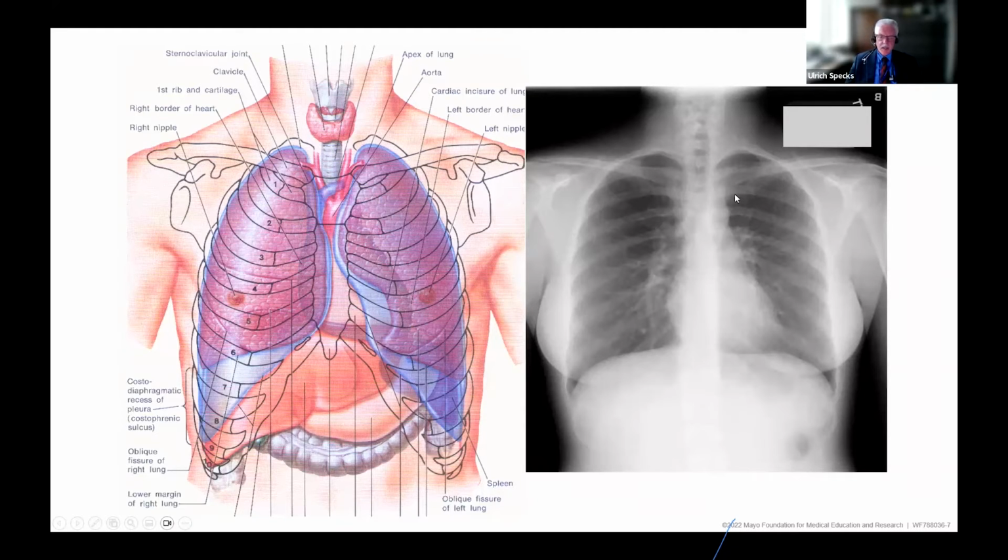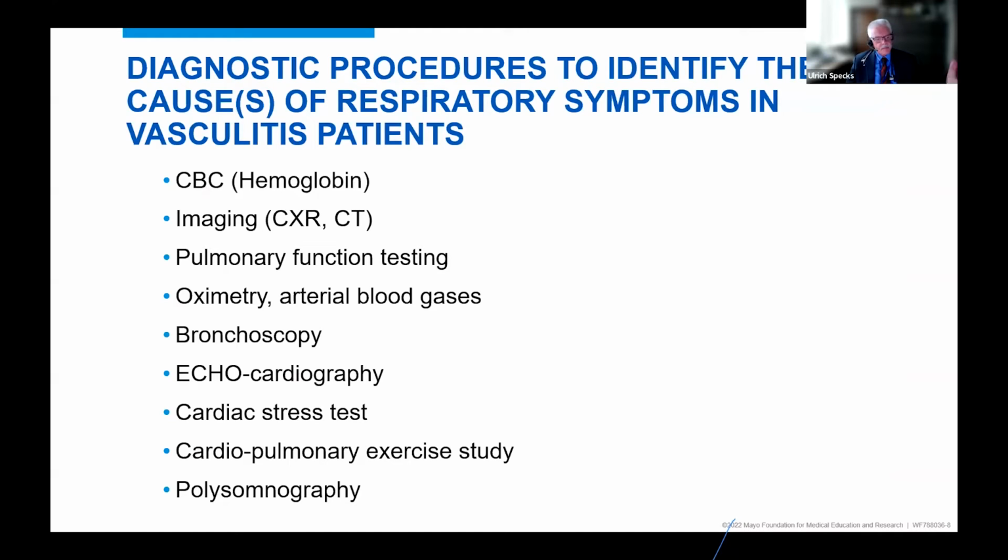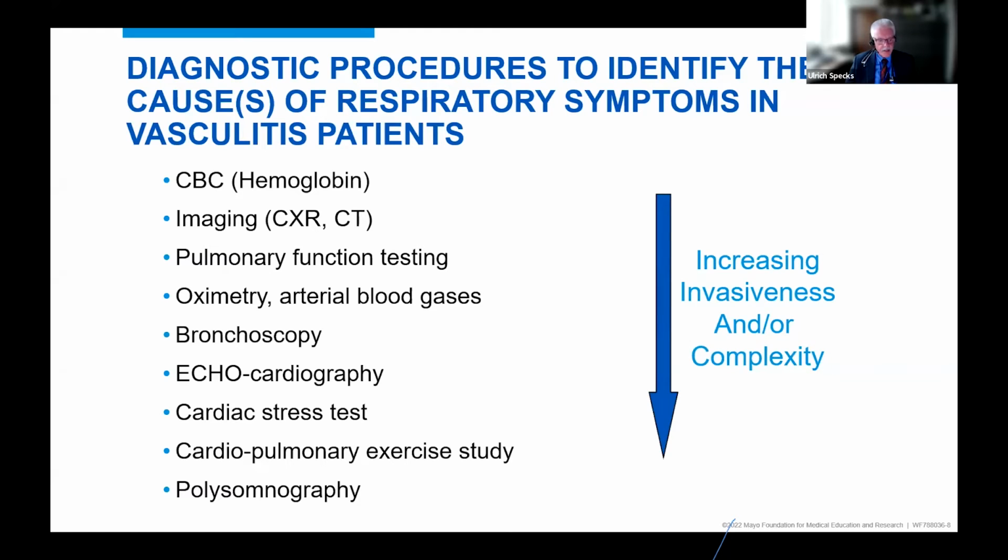Now, chest röntgenogram is usually the first way we check the lungs. And on this slide here, I have a list of all the tests going from least invasive to most invasive that we usually do in a sequential order to get to the bottom of shortness of breath or low oxygen levels in the blood. So we start with a complete blood count to look at the hemoglobin. Then we do a chest röntgenogram or chest X-ray, which I just showed you an example of.